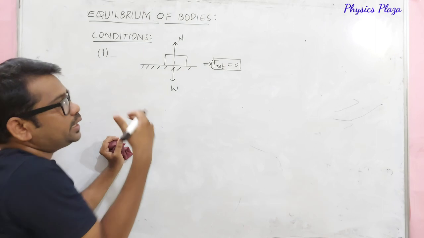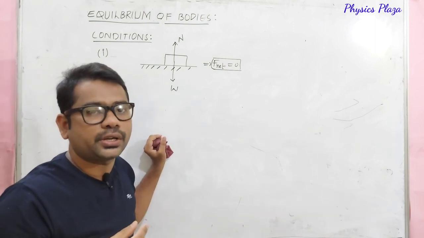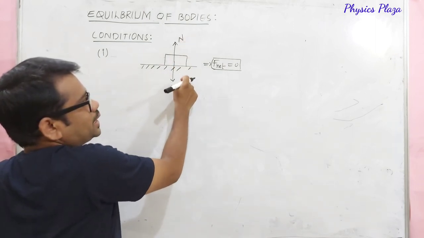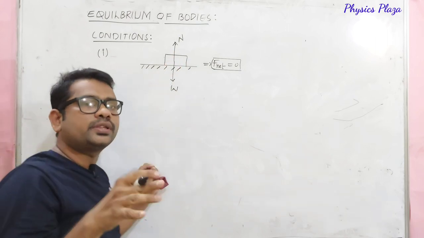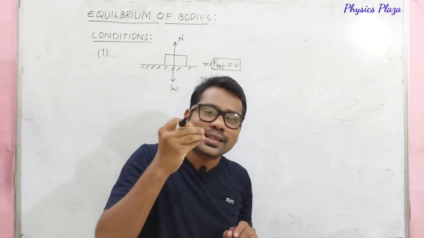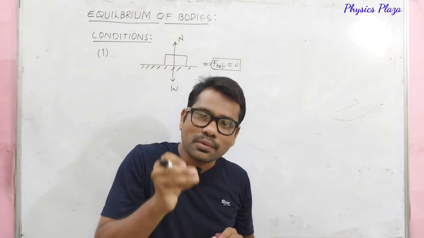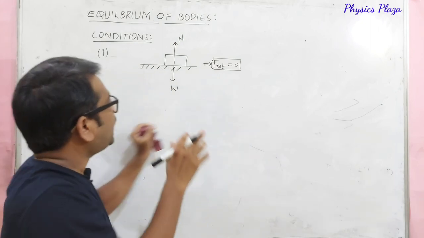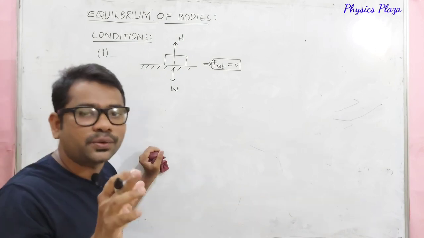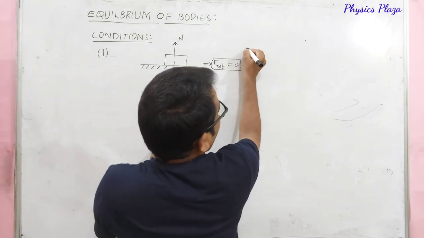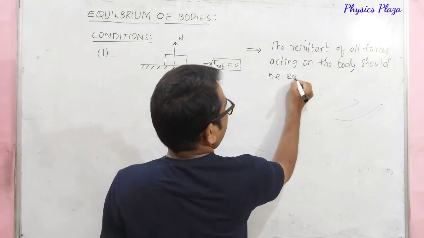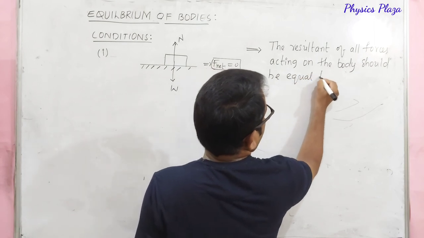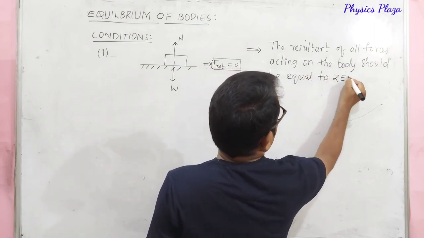So, what condition can we make from this example, dear children? The sum of the forces, that is the algebraic sum of the forces acting on the body, should be 0. That is the first condition. Let us write here: should be equal to 0.